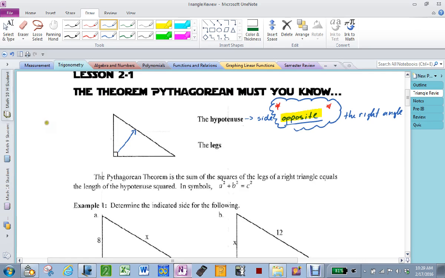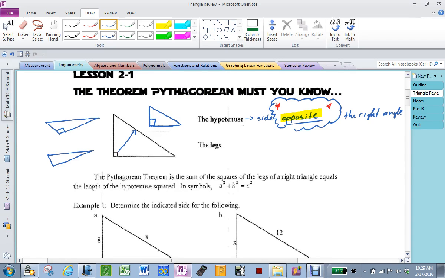No. Does this triangle have an hypotenuse? Yes. Does this triangle have an hypotenuse? Yes. No. Why? Because there is no right angle. Does this triangle have an hypotenuse? Yes. No. Does this triangle have an hypotenuse? Yes.